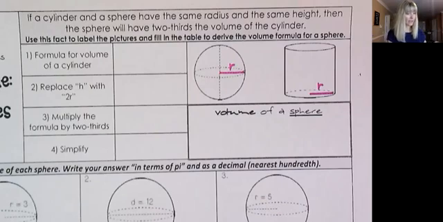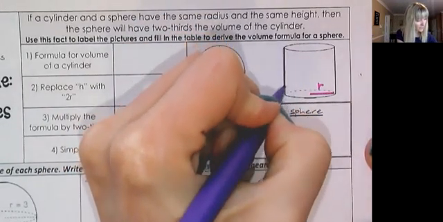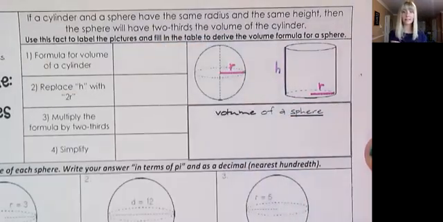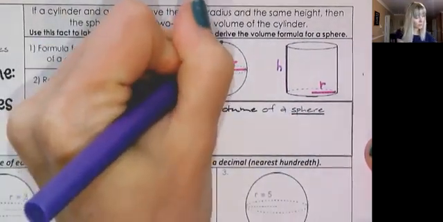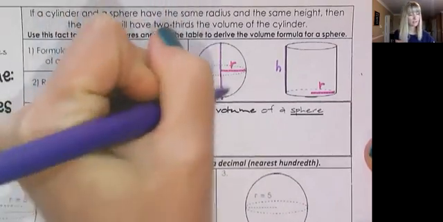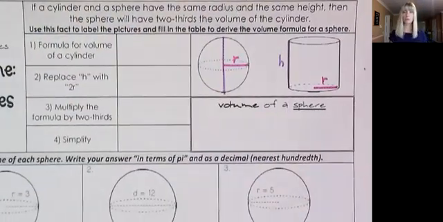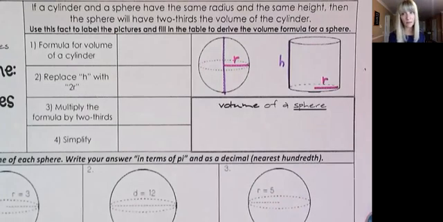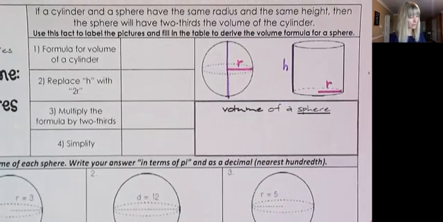Likewise, whatever the height of this cylinder is, so this would be the height of the cylinder, notice if I draw a purple line here, that is the height of the cylinder. Those two measurements are the same. So the radius and the height are the same. So we are going to start, and I didn't label it as an H for a reason. I'll show you in a second.